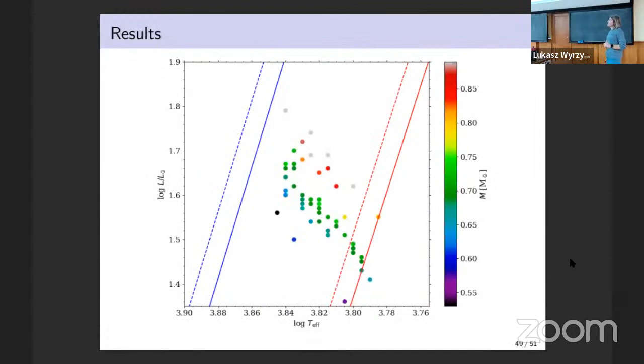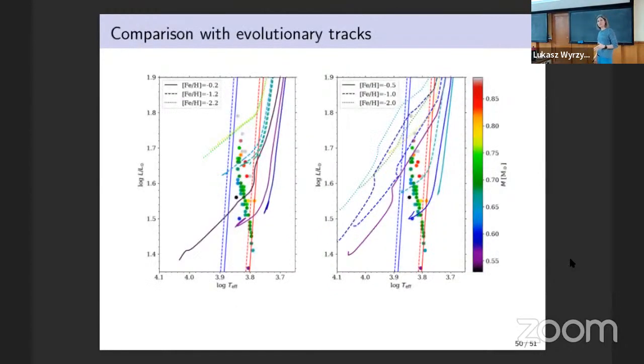Okay, so here are again the results on the Hertzsprung-Russell diagram, but now these are all the stars that I modeled, and the color corresponds to the mass. So we have again the majority at 0.7. We have some stars that have lower masses, and for the highest luminosities, we have stars with the highest masses. And now we can compare that to the evolutionary theory.